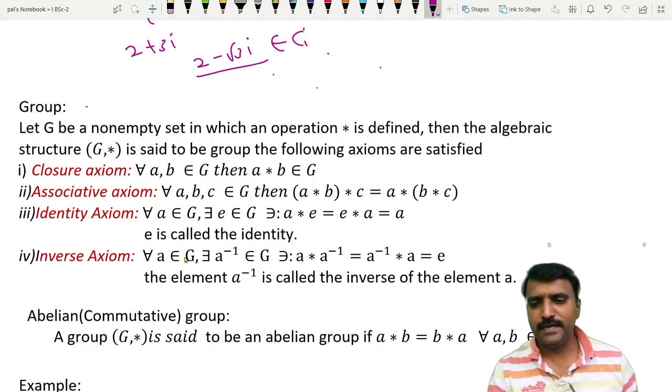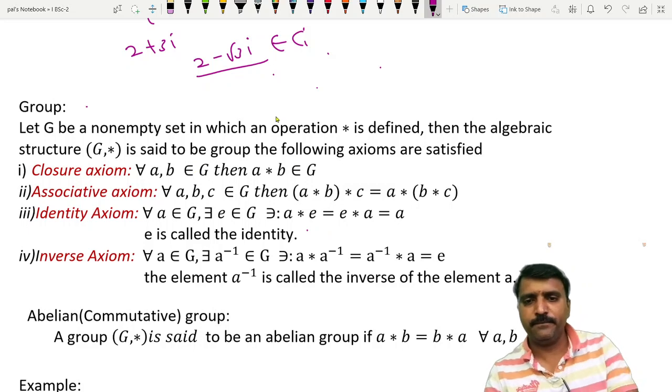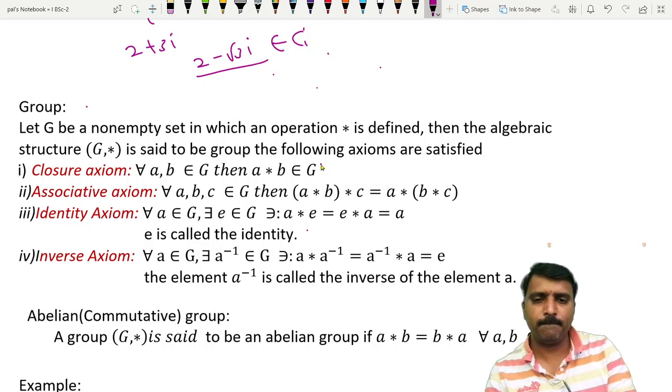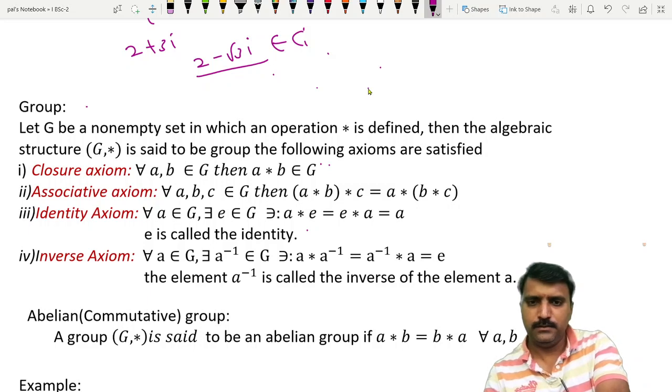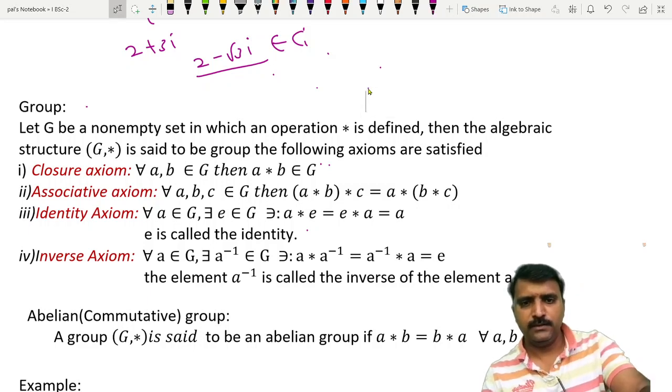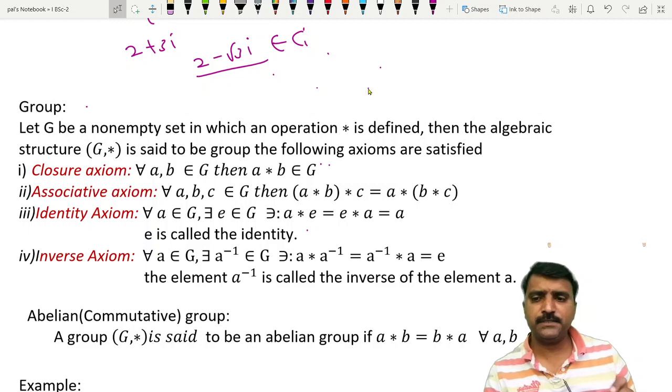Okay. So a is an element of G, a inverse is an element of G. So there exists an a inverse belonging to G such that a star a inverse is equal to e. So if all these properties are satisfied, okay, a set which satisfies all these four properties is called a group. So if the four properties are satisfied, we call it a group.